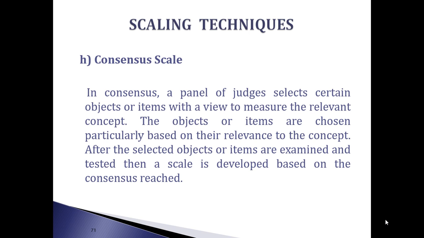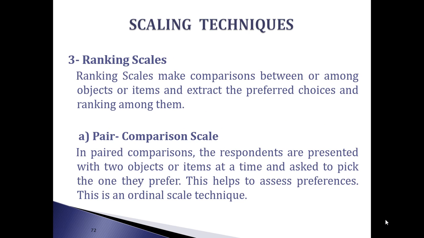Consensus scale. In consensus scale, a panel of judges selects certain objects or items with a view to measure the relevant concept. The objects or items are chosen particularly based on their relevance to the concept. After the selected objects or items are examined and tested, a scale is developed based on the consensus reached.